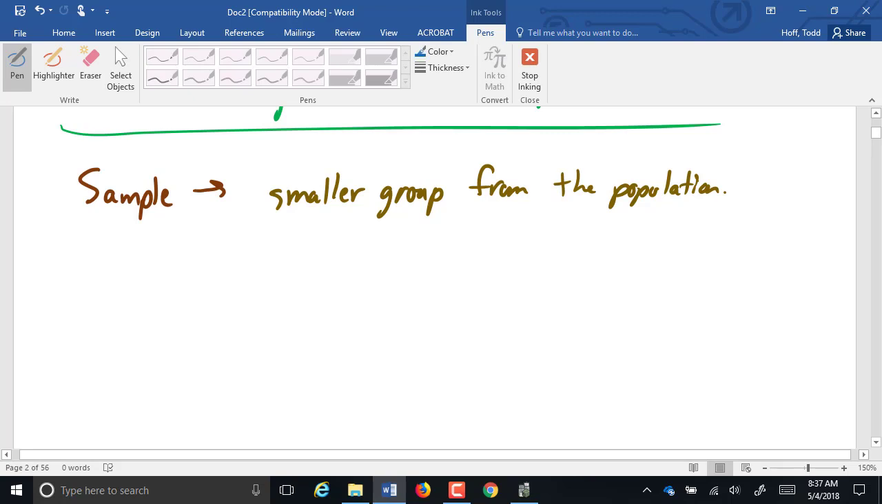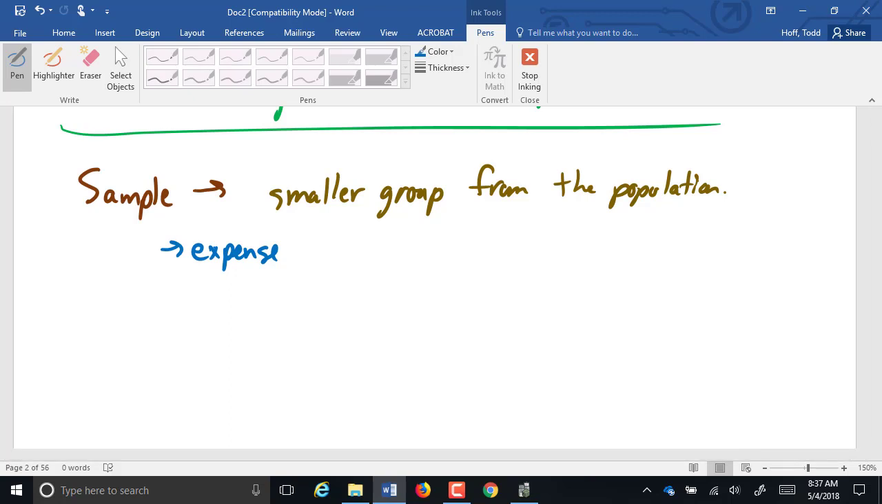Why do we use a sample? We already hinted at some of the reasons. Expense is one. It's very expensive to try to gather information from a whole population. It's cheaper to go to a smaller group or a sample. Time is another. It takes a lot of time. Well, time and money are always kind of tied together, right? Your time is worth something too, so the more time it takes, the more it costs.